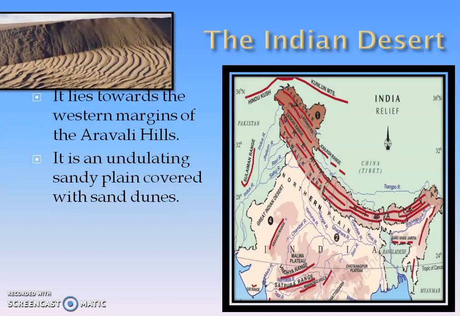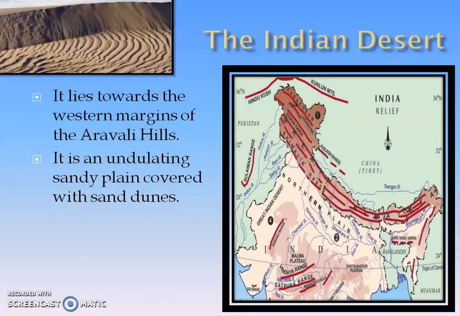The Indian desert, also known as the Thar Desert, is one of the most densely populated deserts in the world. Look at the map carefully, its location. It lies towards the western margins of the Aravalli Range. Remember that the Aravalli Range runs from southwest to northeast.